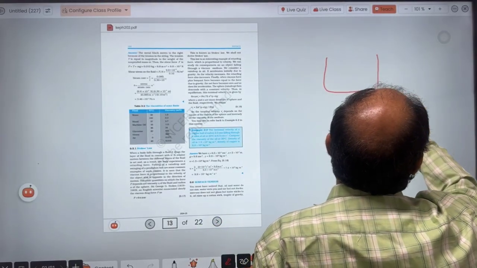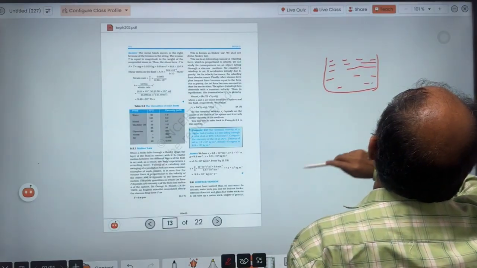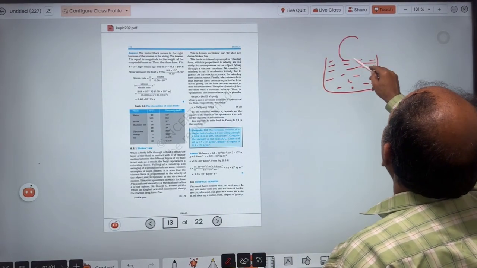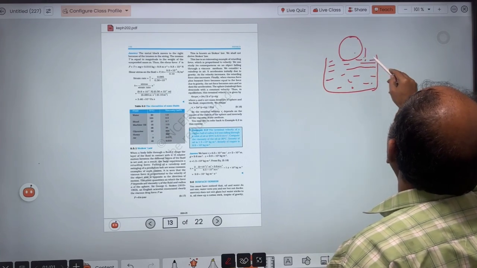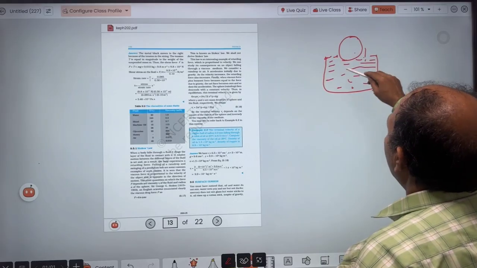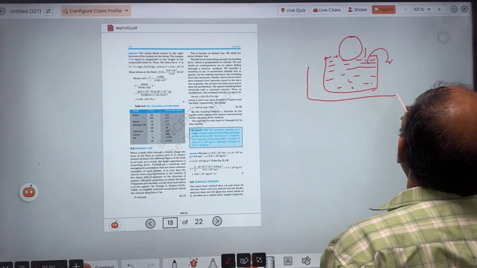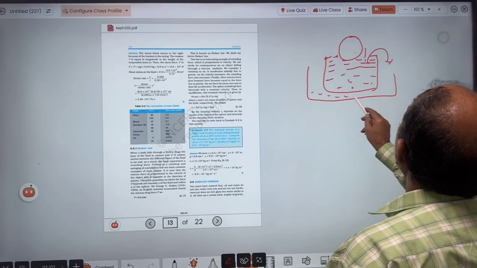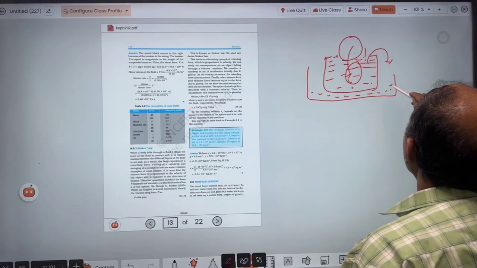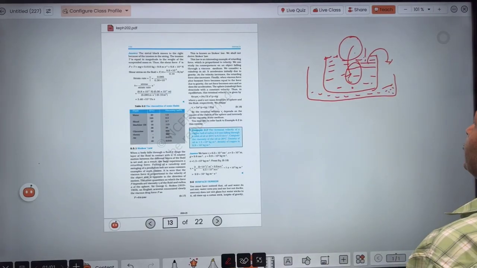Suppose there is a trough and that contains some liquid, right? And we lower a ball in it, and this is filled up to the brim. When this ball is lowered, then liquid will spill. Suppose we place another container here. This ball goes till here, then a certain amount of liquid will flow and that will be collected here.